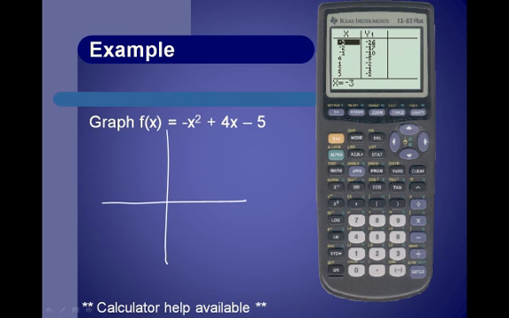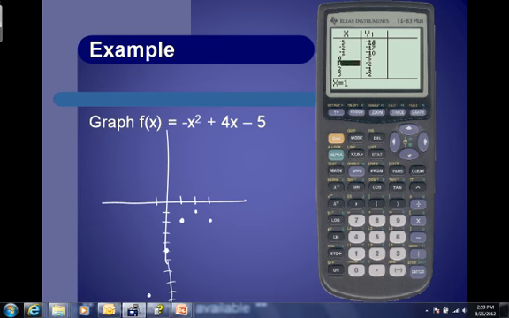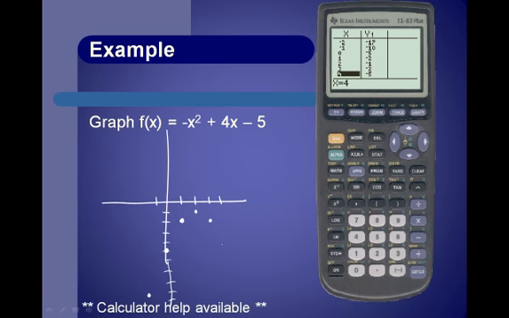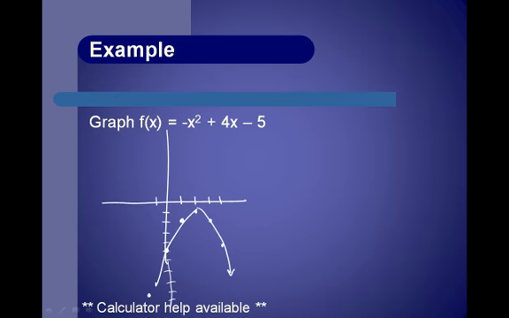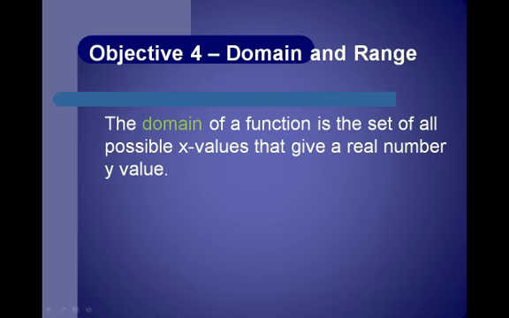If x is negative 1, y is negative 10. If x is 0, y is negative 5. If x is 1, y is negative 2. If x is 2, y is negative 1. If x is 3, y is negative 2. We could arrow down to get a few more points. If x is 4, y is negative 5. You see the pattern now? It's just going to start going back the same direction on the other side. So that's how we use our calculator to graph functions.